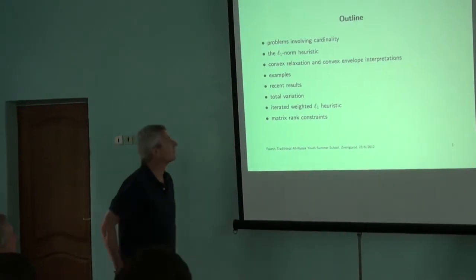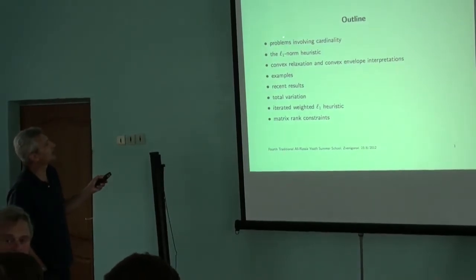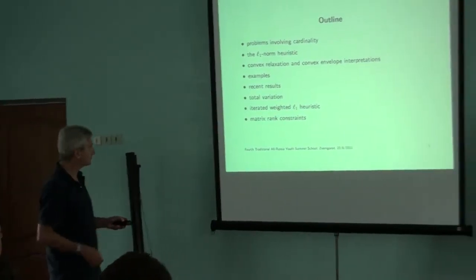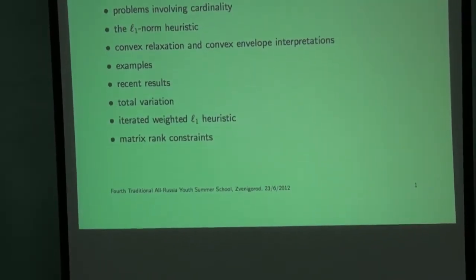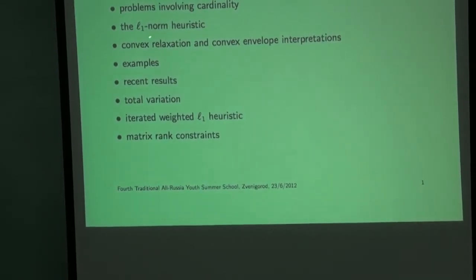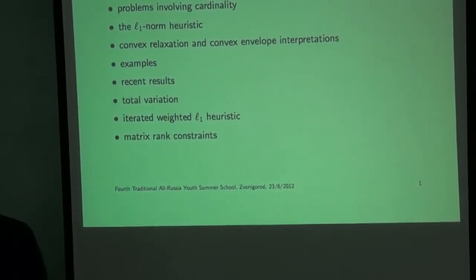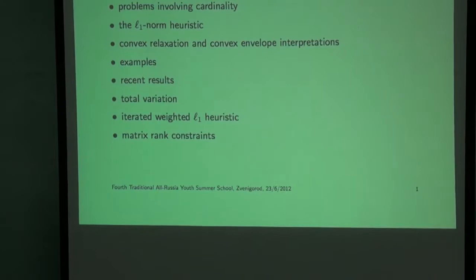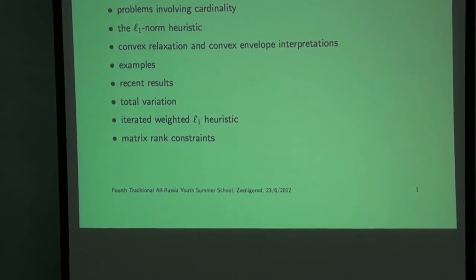So what I'll do first is just talk about what convex cardinality problems are. So I'll talk about problems involving cardinality. We'll look at a whole bunch of examples. Then I'll explain the basic L1 norm heuristic. It's a heuristic for solving these problems. These problems are hard. And then an interpretation of it as a convex relaxation, or a convex envelope interpretation. We'll see what this is. And once you understand that, it actually puts you in a better shape to solve these problems better. We'll see that when we get to it.